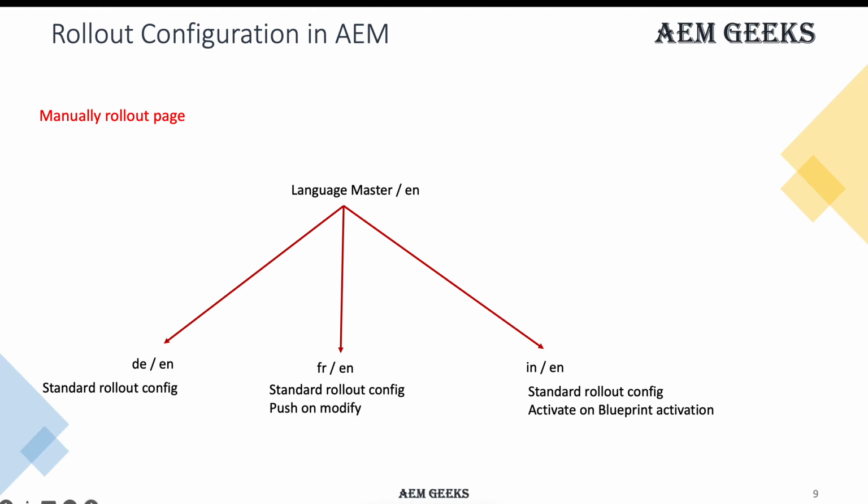Now, manually in language master, you have some content and you intentionally roll out that content. As soon as you click on rollout, this content will be moved to all three live copies, because all three live copies have a standard rollout configuration, and the standard rollout configuration is used for manual rollout.